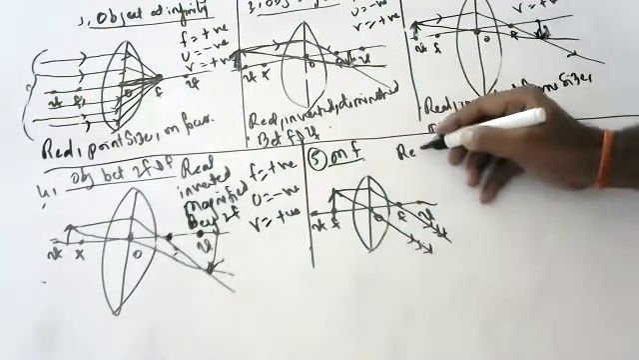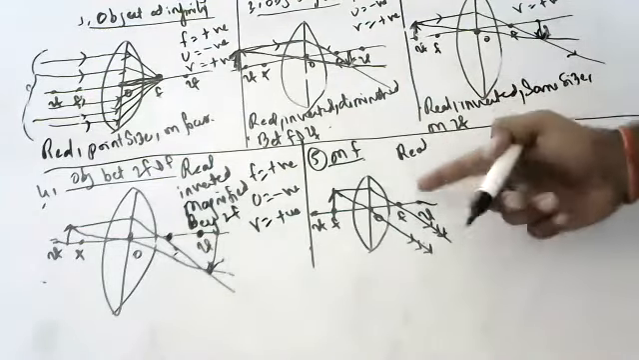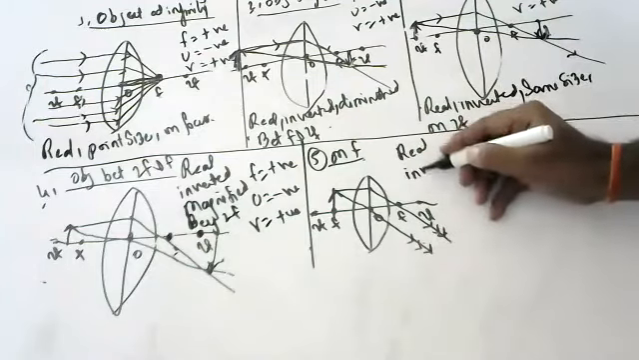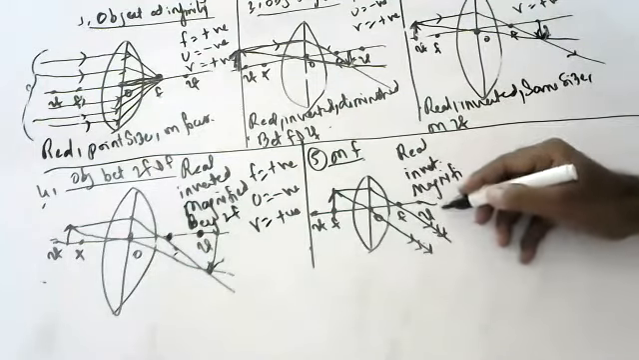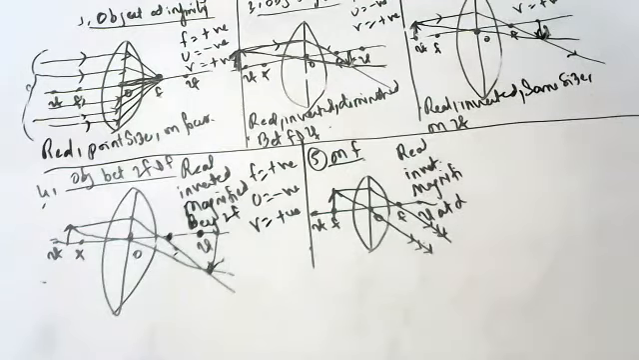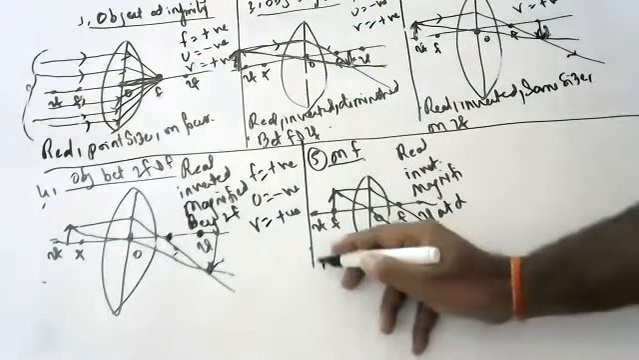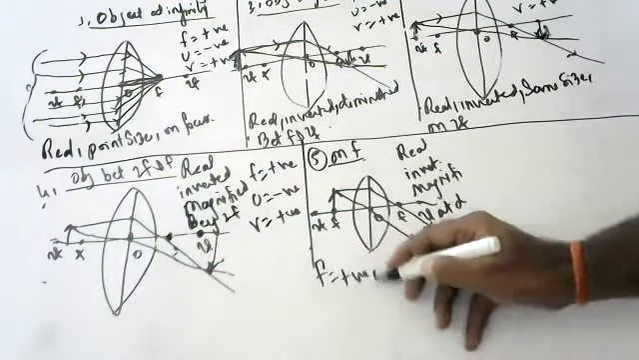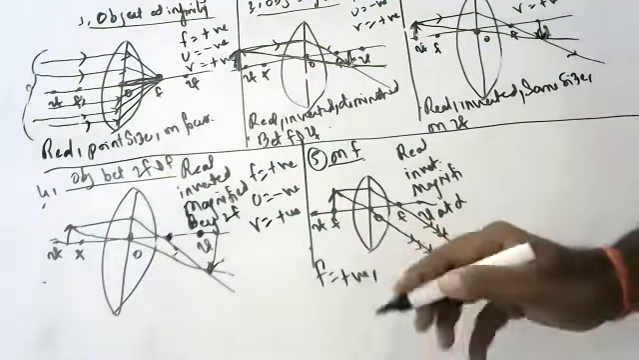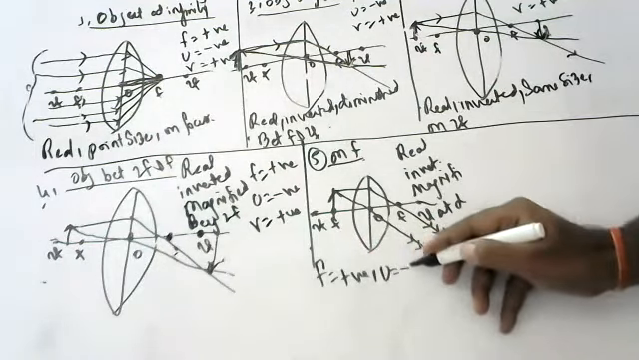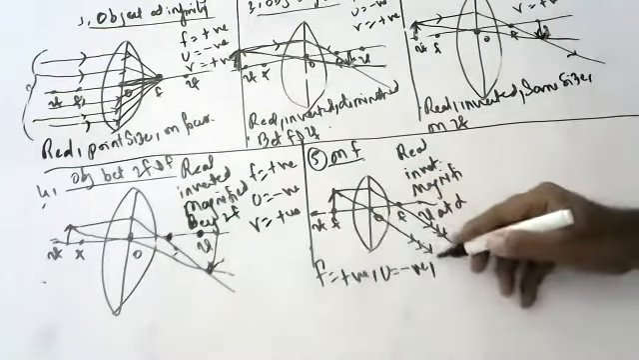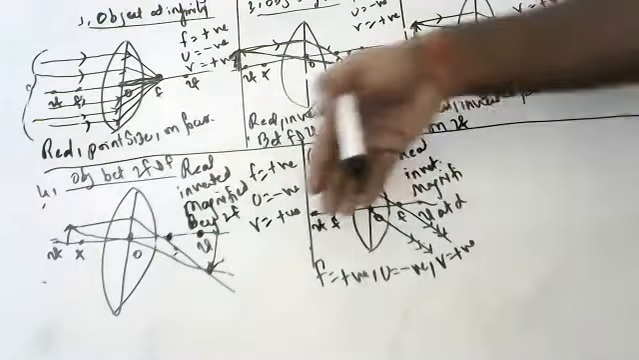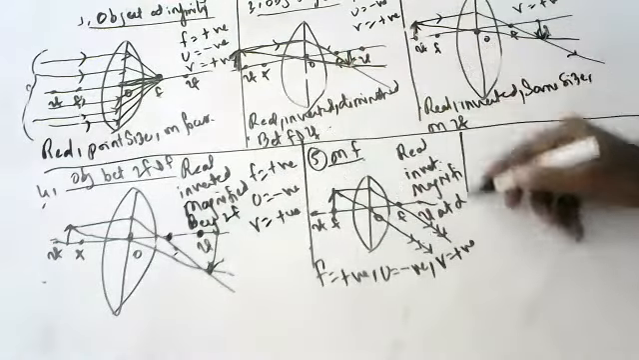What are the characters, children? Real, because it is on this side. It is down, so inverted. Of course, it is big, so you get a magnified image. And where is the image formed? At infinity. Focal length for a convex lens is always positive. Object distance I told you will always be negative, so image distance will be positive. This side is negative, this side is positive.